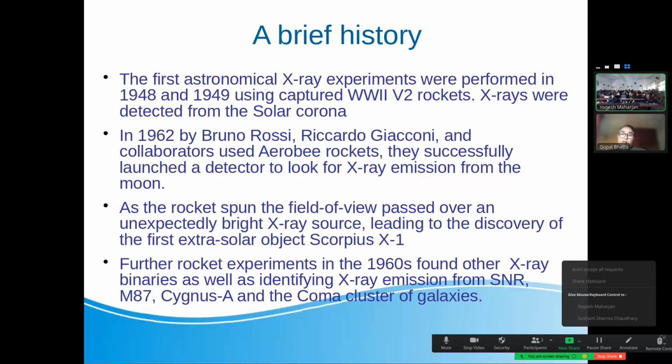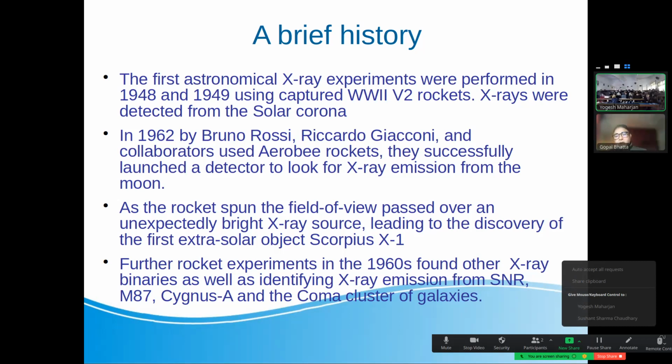Now, I would like to start with a brief history of how X-ray astronomy came about. After the Second World War, there were lots of leftover rockets, and what they did was put a detector on the rocket and fly it up, and they first detected strong X-ray emission from the solar corona.